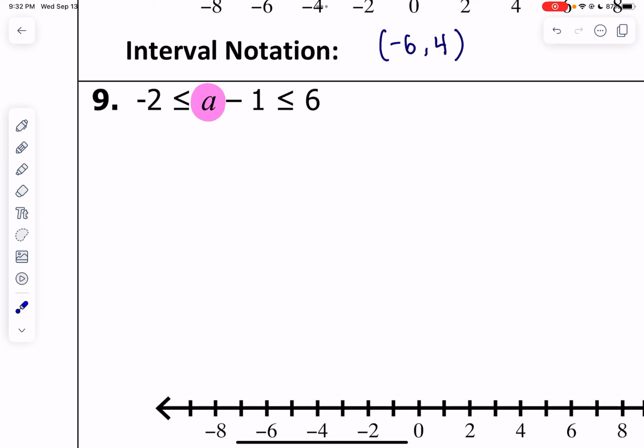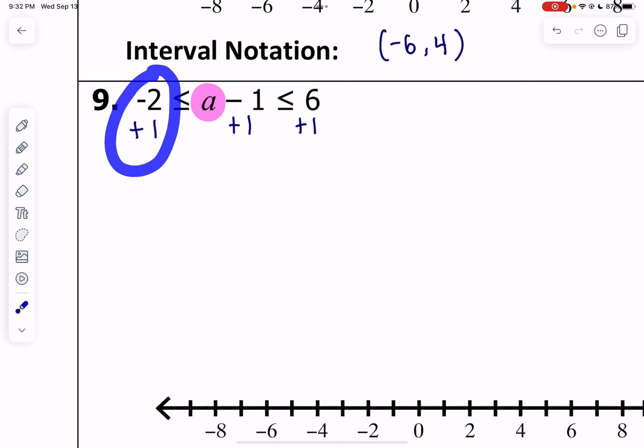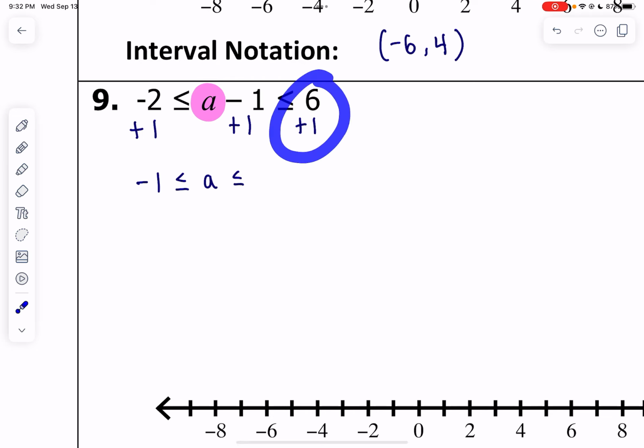And in order to do that here, if we focus on this middle one, we have to get rid of this negative 1. So in order to get rid of that negative 1, we're going to add 1 to all the sides. So you add a 1 here, you would add a 1 here, and then you would add a 1 here. So therefore, we have negative 2 plus 1, which is negative 1, is less than or equal to. These cancel out, so you're just left with A is less than or equal to 6 plus 1, which is 7.